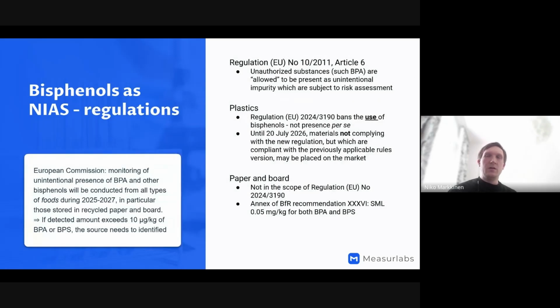So basically, even though these hazardous bisphenols are banned, the regulation is specific that it's only regarding intentional use. It essentially means that unintentional presence is not forbidden per se, because even in plastic regulation it says that unauthorized substances are, quote unquote, allowed to be there, but whatever is there and whatever migrates into food is then subject to risk assessment. And so then the next question is, okay, I test and I presume that it's there as a NIAS, and I have detected some BPA. How then should I evaluate this result?